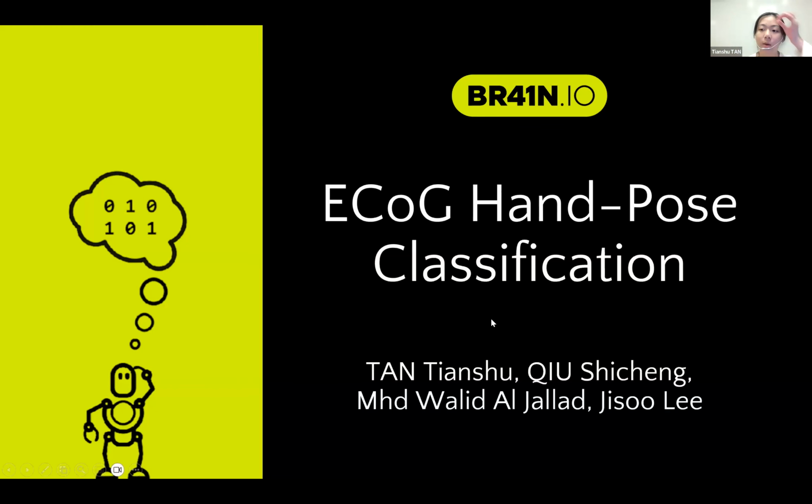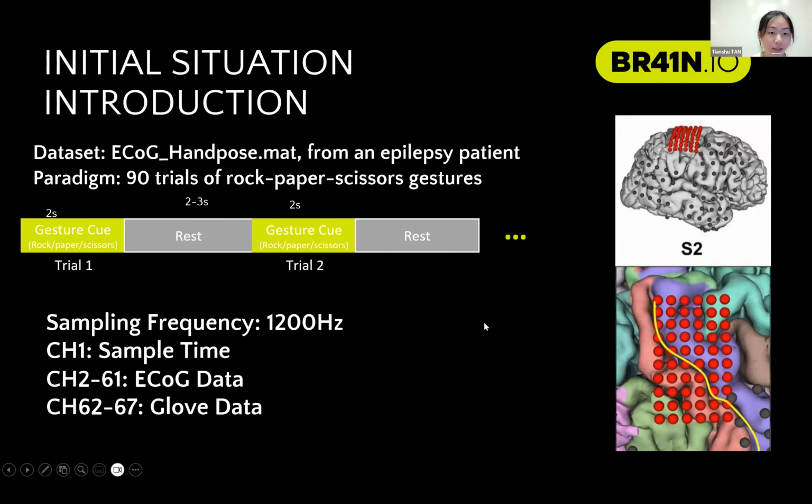So let me first introduce our data. Originally, the following experiment was performed on epilepsy patients. They showed a photograph of a rock, paper, scissors gesture cue followed by a 2 to 3 second black screen and recorded the ECoG signal. This process was repeated 90 times, and so we obtained a partial dataset containing 67 total channels, 60 of them are ECoG data and 5 of them are glove data.